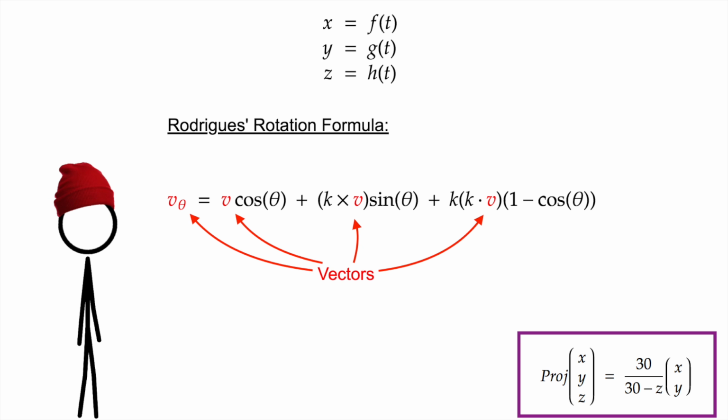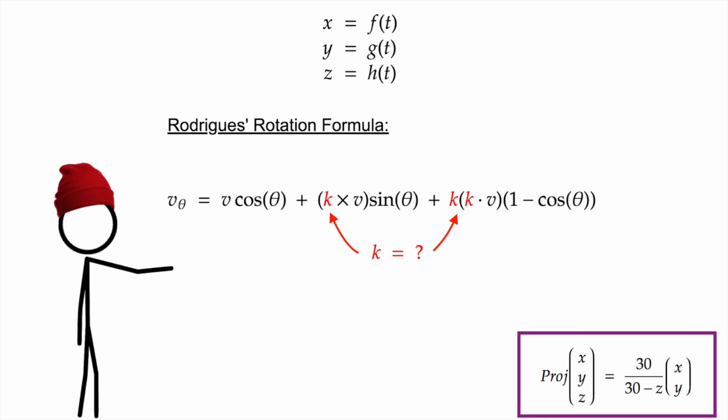For starters, this formula is designed to work for vectors. Basically, you give it a vector v, and Rodriguez's formula spits out v theta, which is your vector v rotated around by theta. So we're going to have to find a way to convert these vectors into 3D parametric graphs somehow. Okay, that's not too hard. But more importantly, what is k?